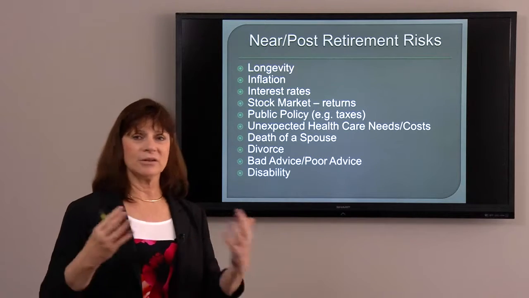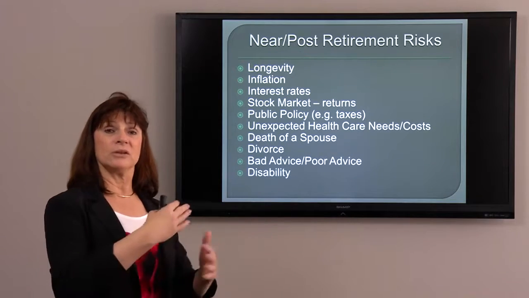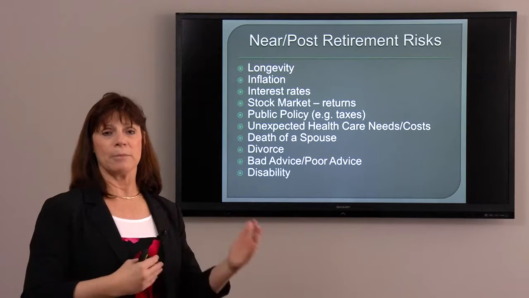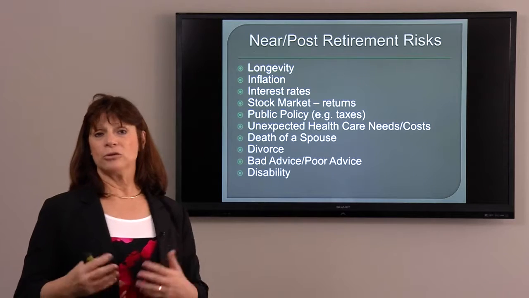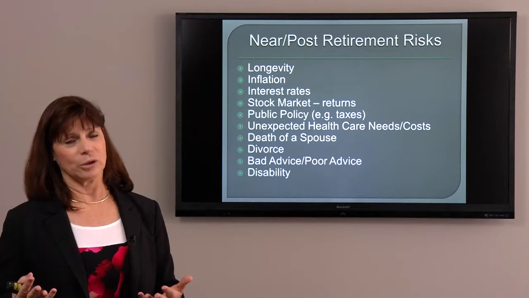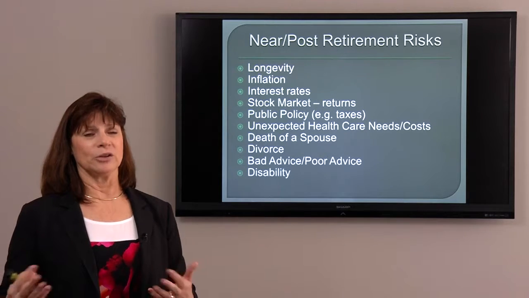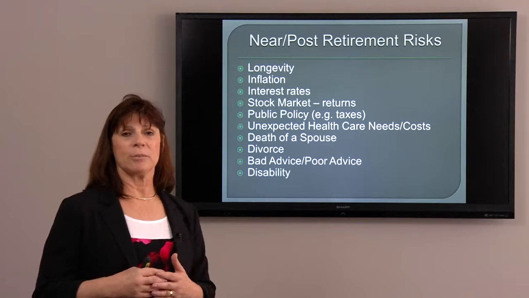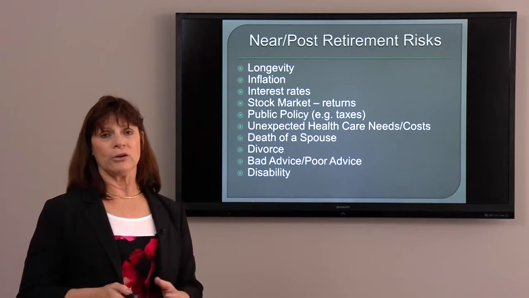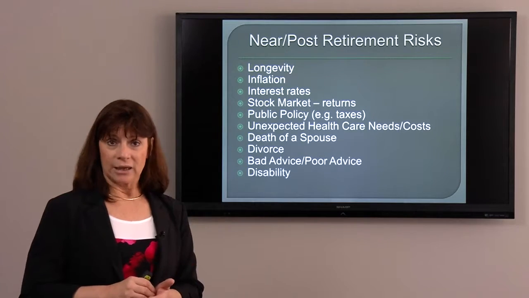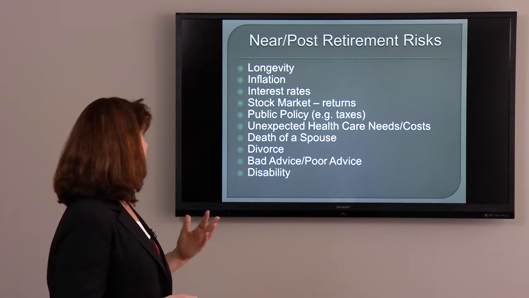Public policy, taxes, things like that, you have no control over, I have no control over, but they do affect what happens in our money decisions around the money. Unexpected health crises or catastrophes or care needs, death of a spouse, divorce, which I always tell folks is the quickest way to poverty. Bad advice and poor advice can definitely affect your portfolios. And then disability. What happens if something happens and you have a long-term care need? These things are all factored into long-term planning for long-term investment performance and procedures.